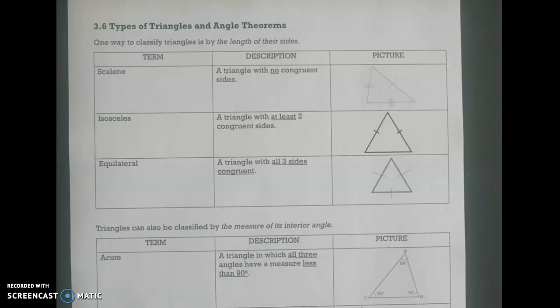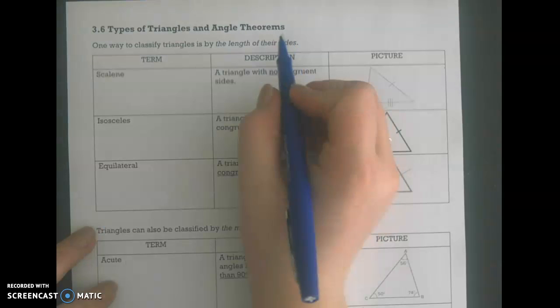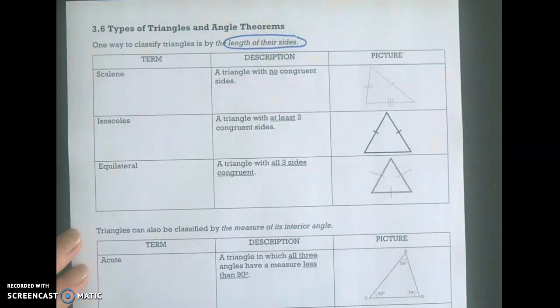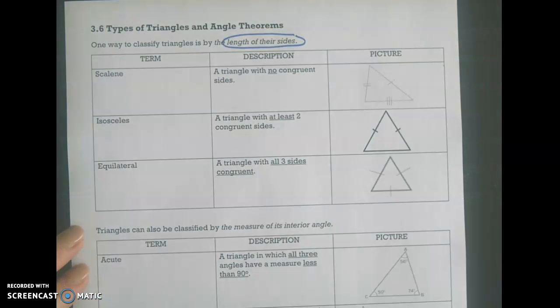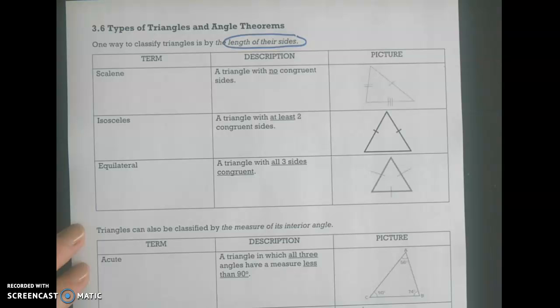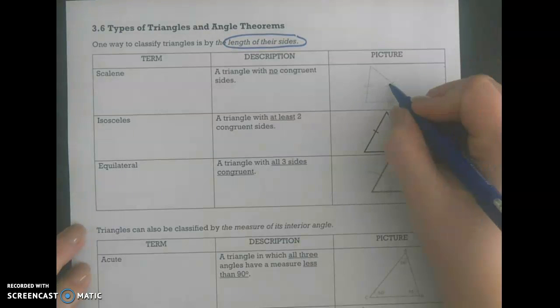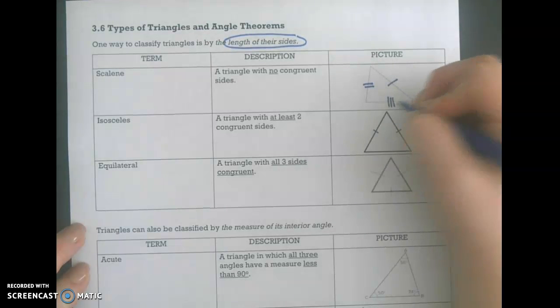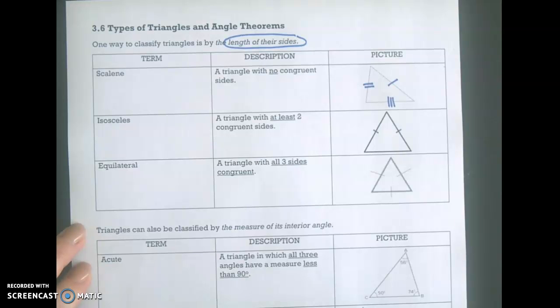And one of the first ways that we can classify triangles is by the length of their sides. And so we can do this in three ways. We have what are called scalene triangles, where none of the sides are congruent to each other. So it might not be super clear here, but none of these tick marks on this triangle match up. None of the sides are congruent to each other, so that is a scalene triangle.